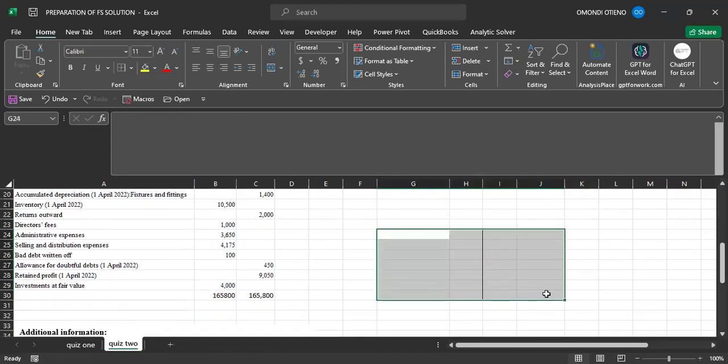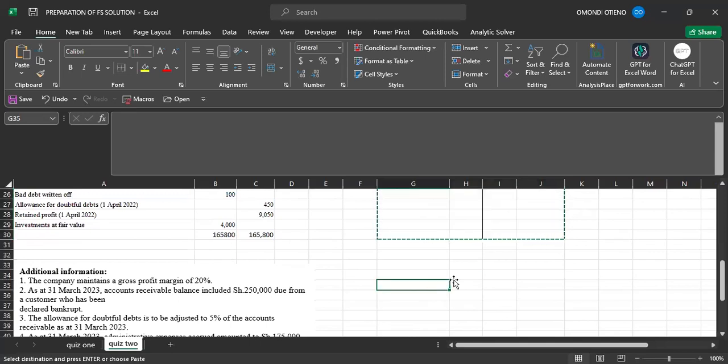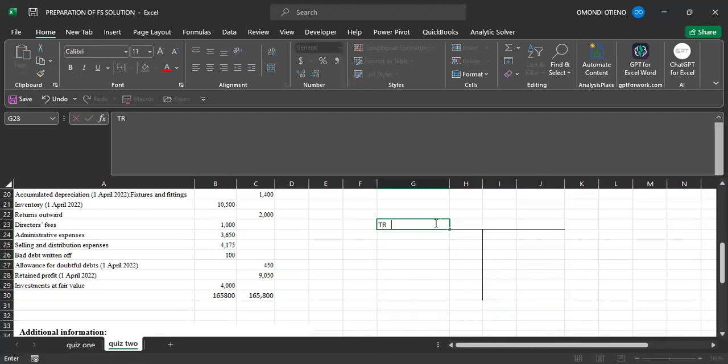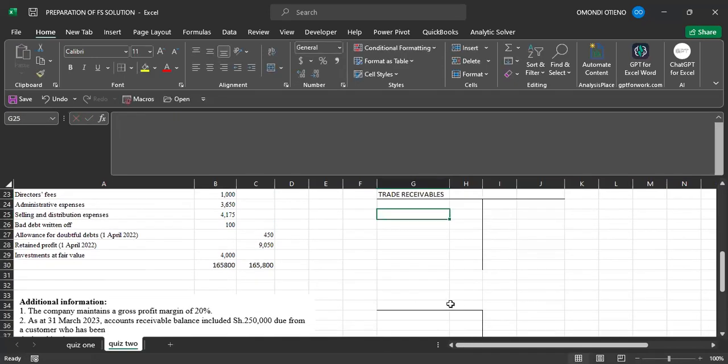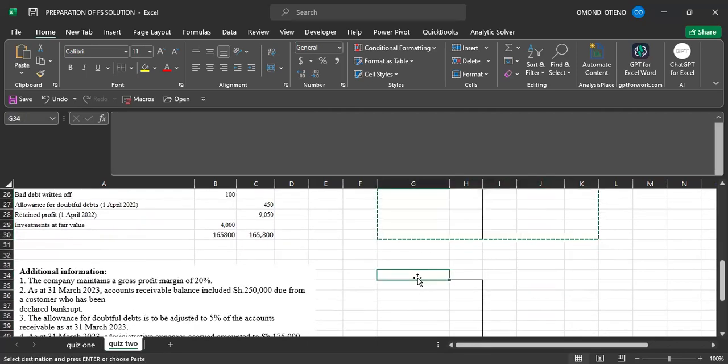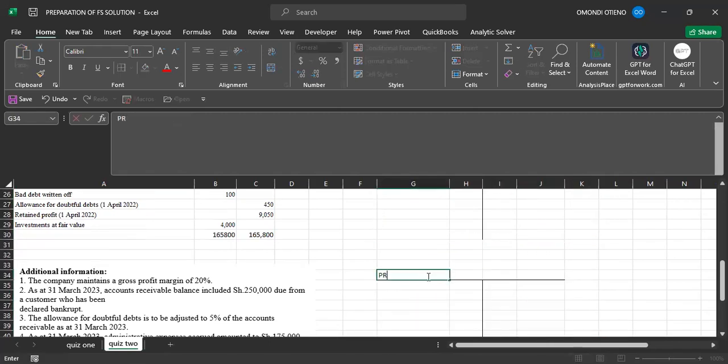We're talking about two accounts here. Trade receivables or debtors account, and provision for doubtful debts. We're talking about provision.